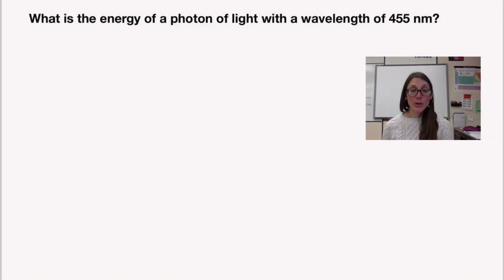The last example I want to put it all together. We can use these two equations in tandem. So for example, what is the energy of a photon of light with a wavelength of 455 nanometers? We are told the wavelength. We can use that to find the frequency, and then once we know the frequency, we can find the energy. So we're going to have to do the whole process. Remember, before you can calculate frequency, you're going to have to start by converting from nanometers to meters. Let's do that right now.